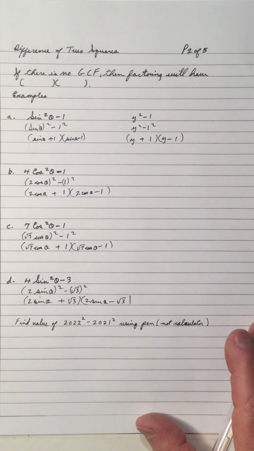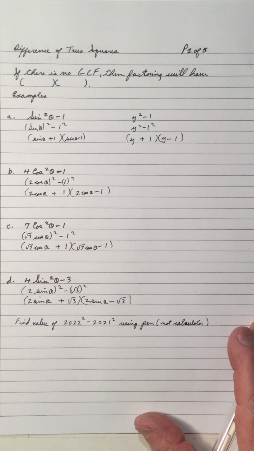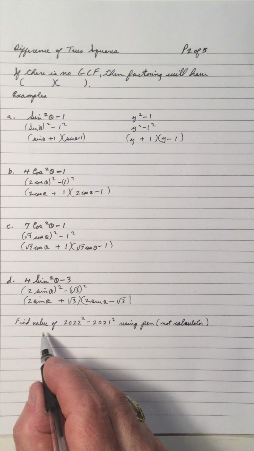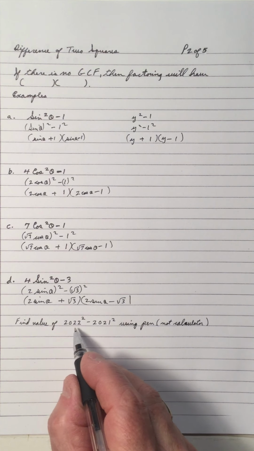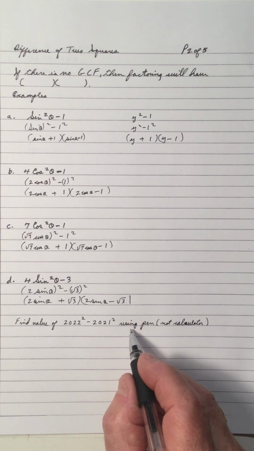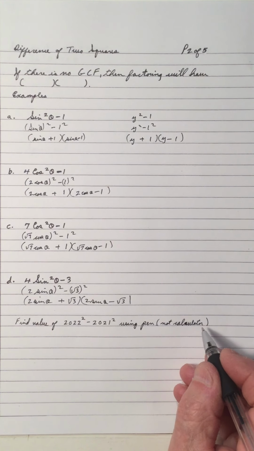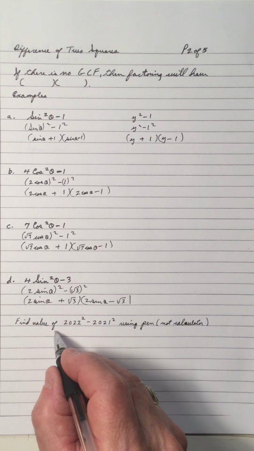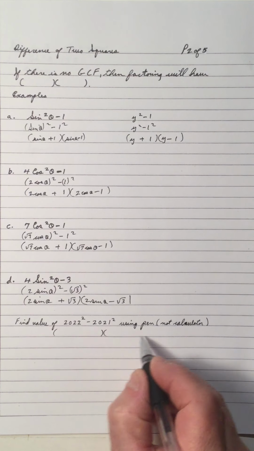So in trig, we can have the difference of two squares when we have a trig expression. A similar one that I see on the internet and sometimes on YouTube says: find the value of 2022 squared minus 2021 squared using a pen, not the calculator. Notice that this is the difference of two squares.